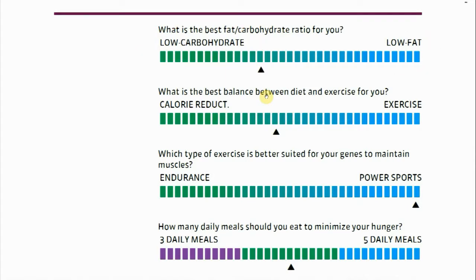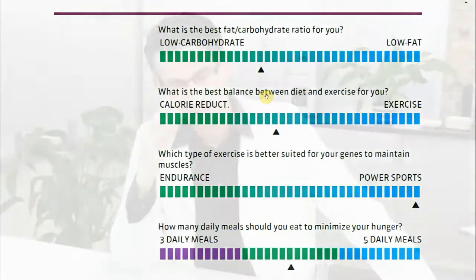Alright, so the next question, what is the best balance between diet and exercise for you? Diet meaning calorie reduction or exercise. This is actually a very important part of the program. Scientific studies have shown that if two friends go to a gym and they do the same exercises every second day, the difference in weight loss might be up to threefold. So one person might lose 3 times more weight than the other person.